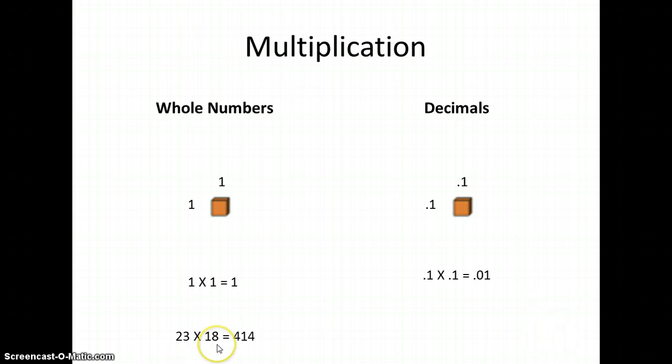So now 23 times 18 equals 414. And 2 3/10 times 1 8/10 equals 4 14/100. Can you see a similarity?